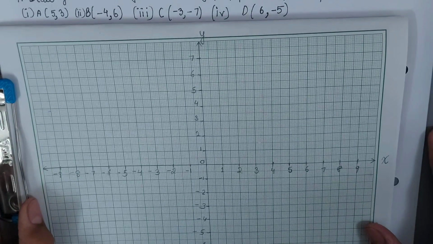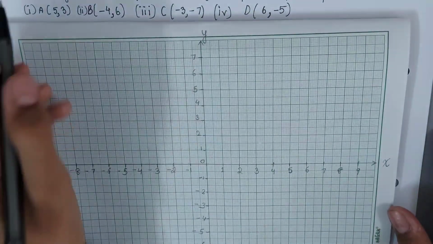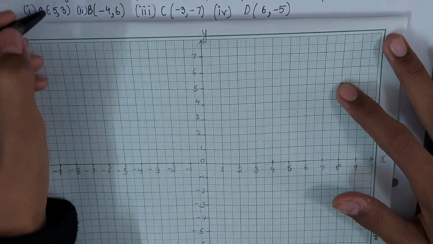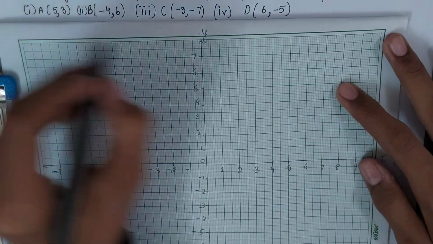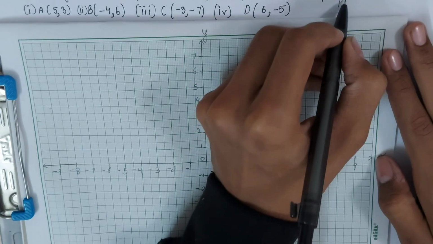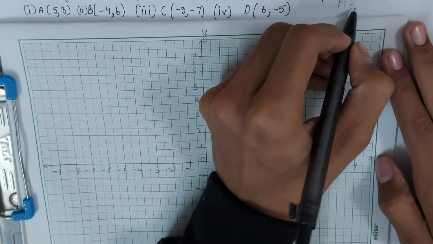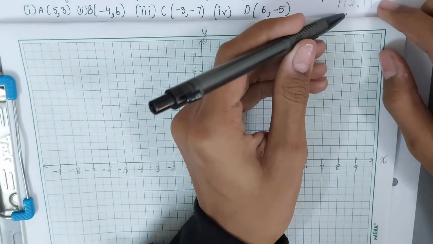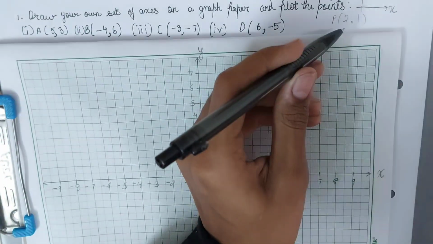First point we have is A, which is 5,3. Now you have to be careful when you are given two coordinates. As you can see, look at what is written inside. Suppose I say a point P is there, and its coordinates are, let's say, (2, 1). So what are these numbers representing? That is the question.